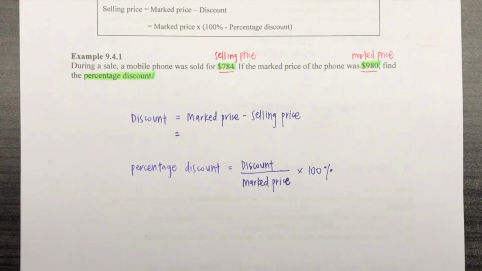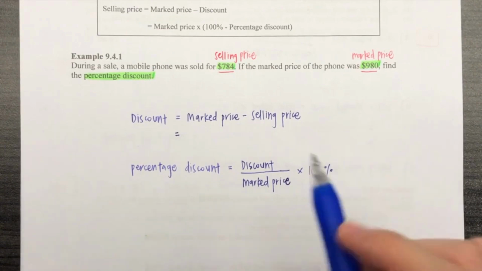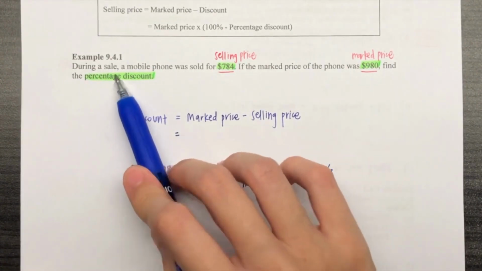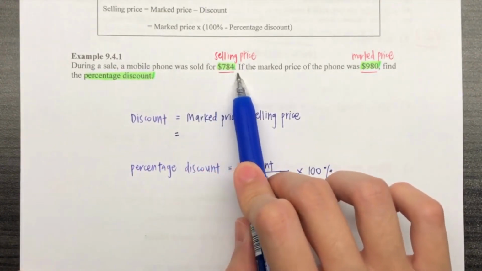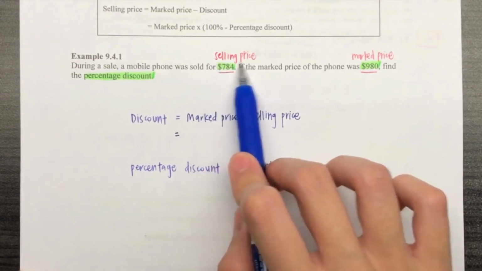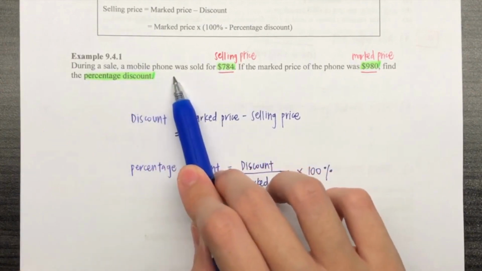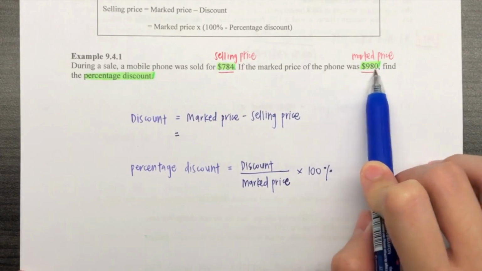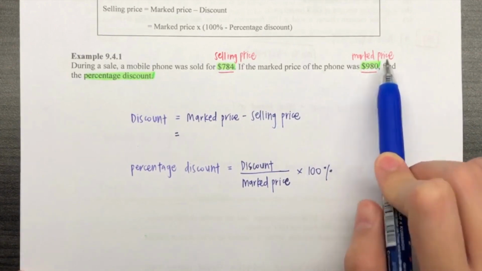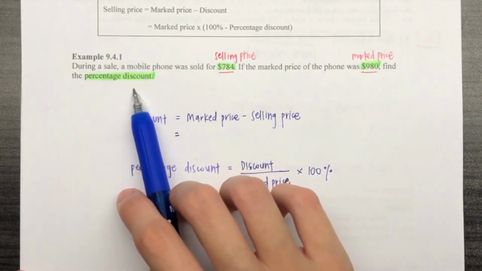Okay, so for example 9.4.1, it will be a problem involving discount and percentage discount. So let's read the question together. It states that during a sale, a mobile phone was sold for $784, and this will be the selling price of the mobile phone. Okay, so if the mark price of the phone was 980, this is the mark price, find the percentage discount.